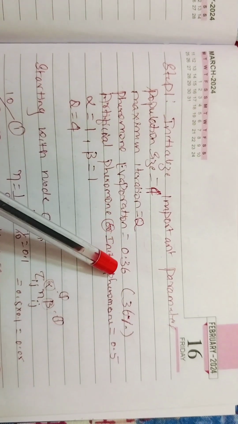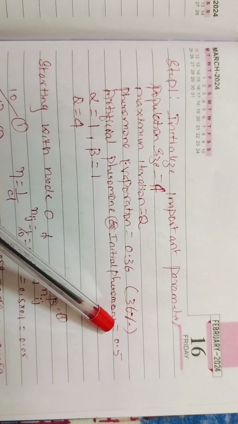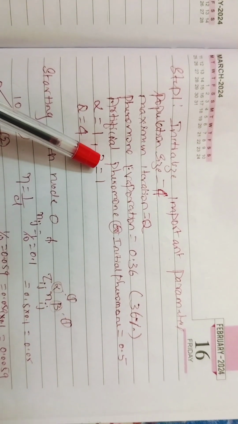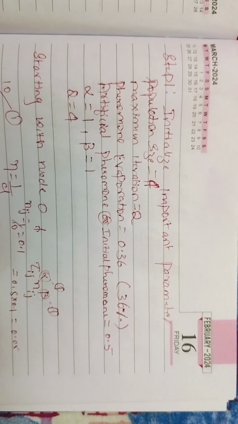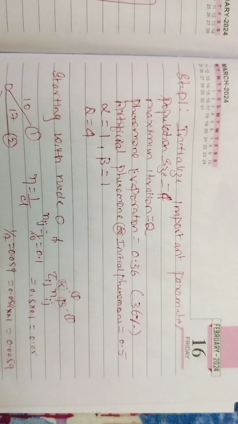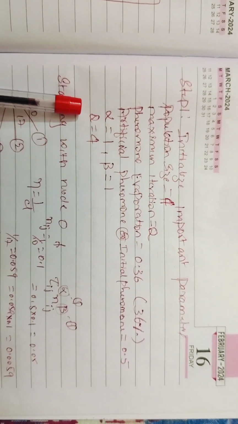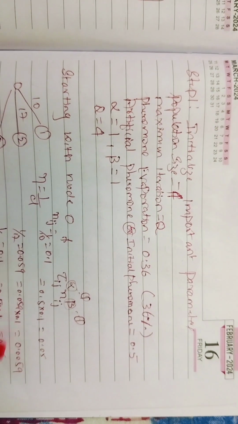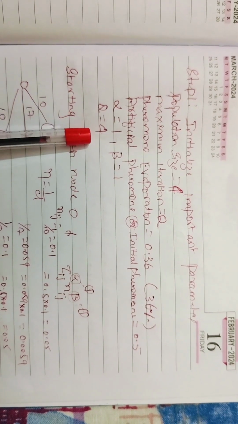Pheromone evaporation, that is 36%. So 36% means 0.64 remains. So the initial pheromone, or the artificial pheromone, will be 0.5. Alpha value is 1, beta value is 1, and the constant that we have to initialize initially is 4.